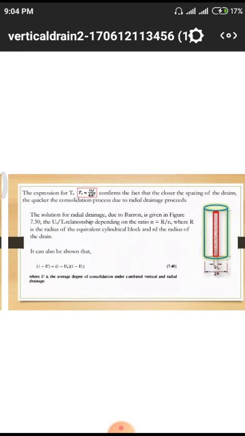The solution for radial drainage due to drains is in figure 7.30. In this particular figure, the relationship depends upon n equals R by r, where R is the radius of the equivalent cylindrical block and r is the radius of the drain. So there is a relation between the velocity and this ultimate velocity: 1 minus U equals 1 minus Uv by 1 minus Ut.